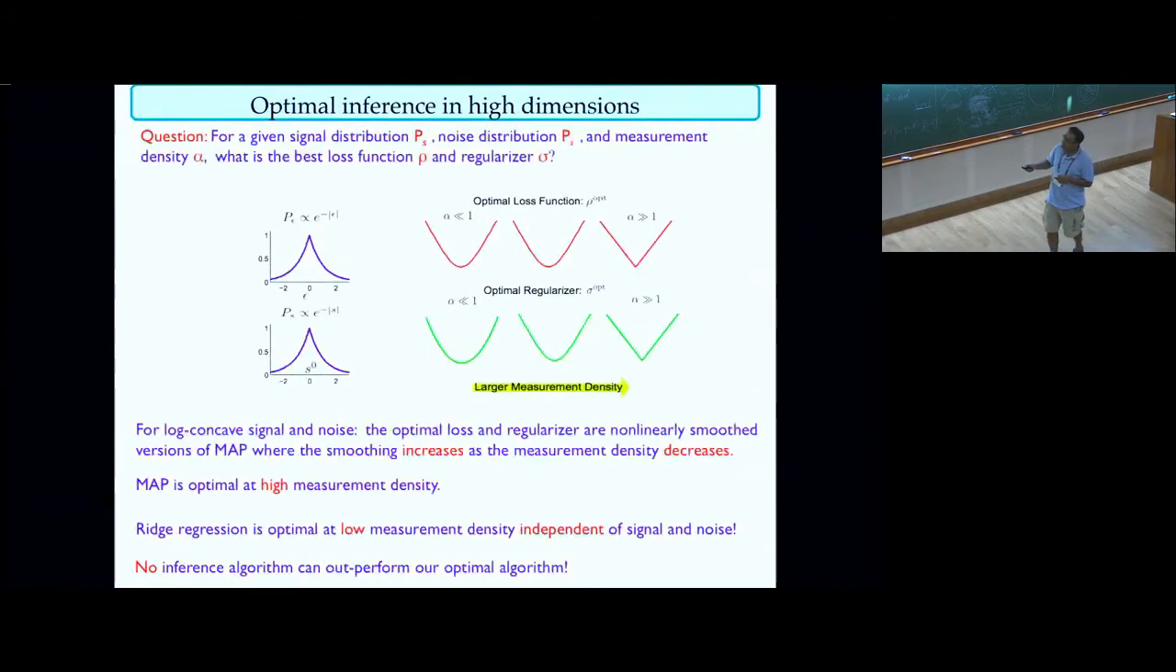Oh, yeah, that's only because the signal and noise distributions in this particular example happen to be the same. If they're different, these two will be different as well. I see. Yeah. Okay.